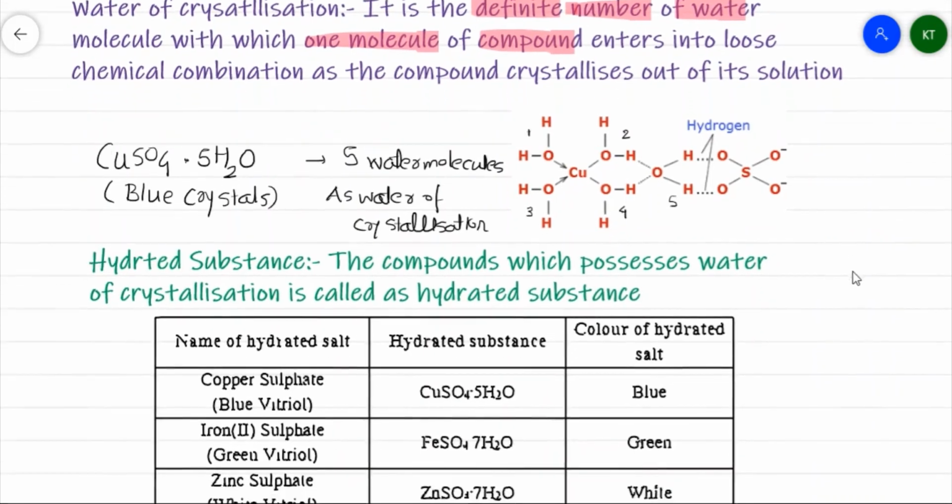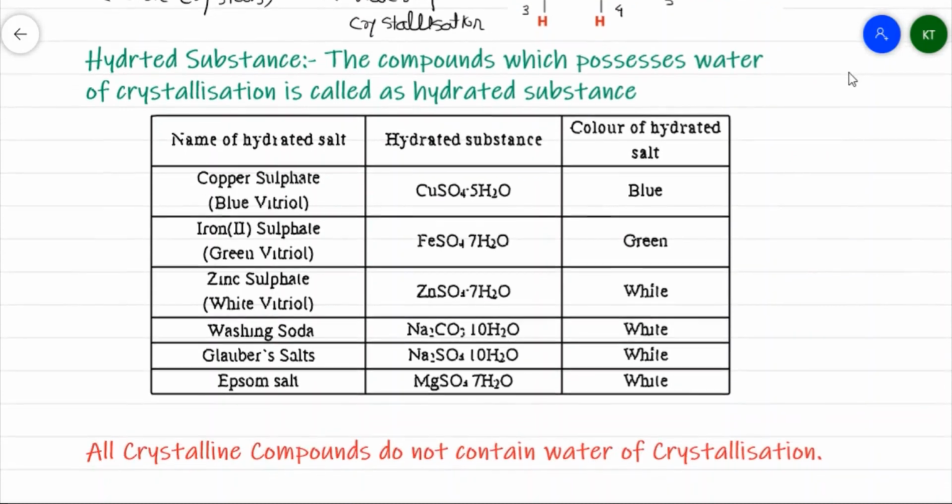Now, as the compound possesses water of crystallization, we call those compounds hydrated salts. A compound which possesses water of crystallization is called a hydrated salt or hydrated substance. We have a few examples related to that.